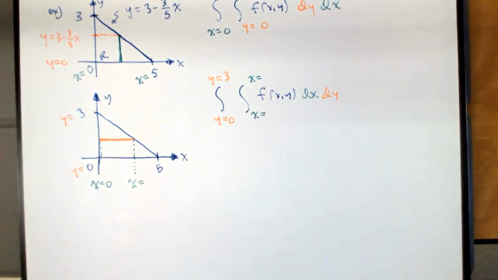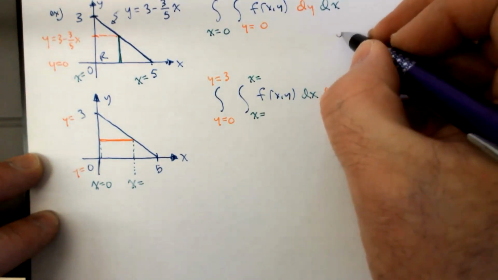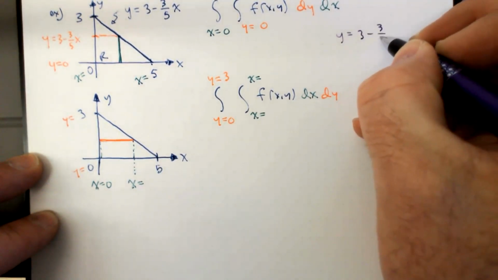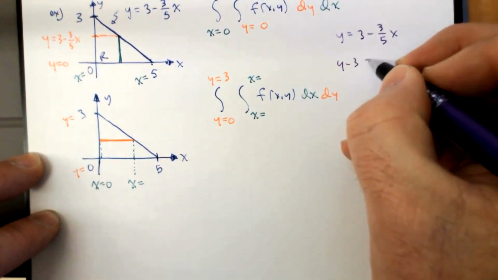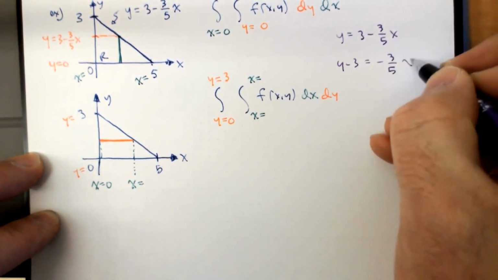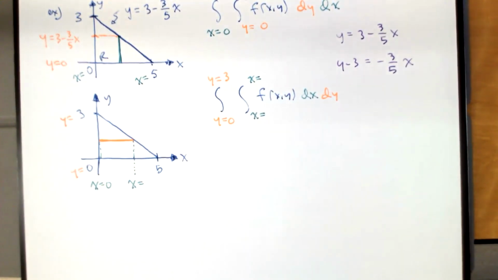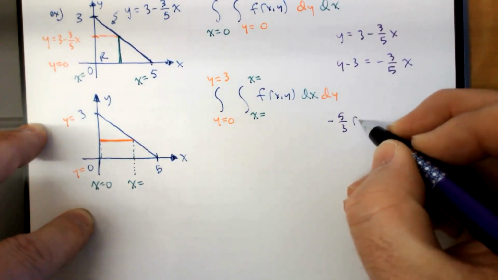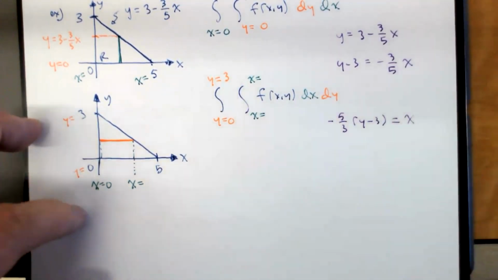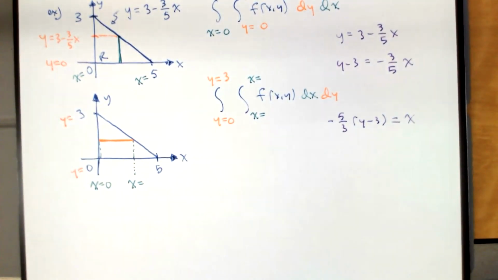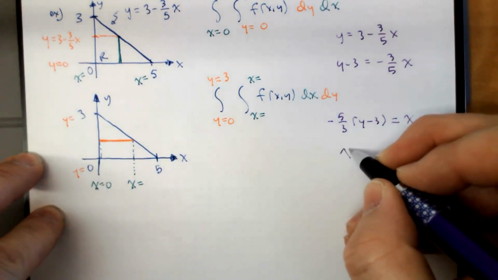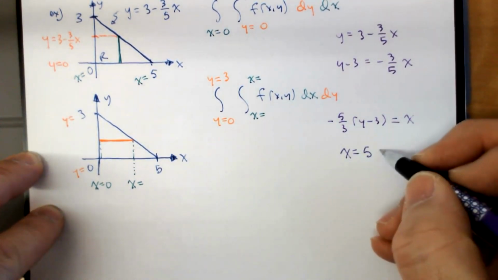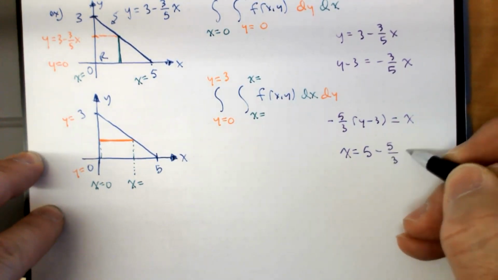So if y is equal to 3 minus 3/5 x, then y minus 3 is equal to minus 3/5 x. Now multiply by negative 5/3. And that'll give me x. Notice that negative 5/3 times the negative 3 tells us that x starts off at 5, and decreases by 5 when y increases by 3.